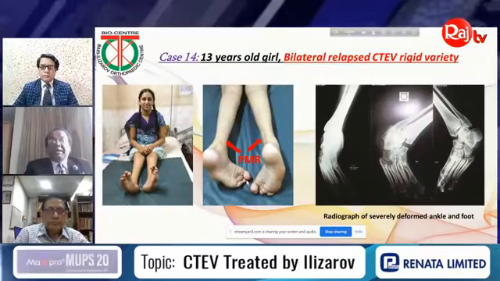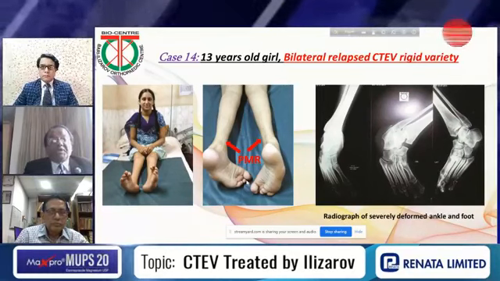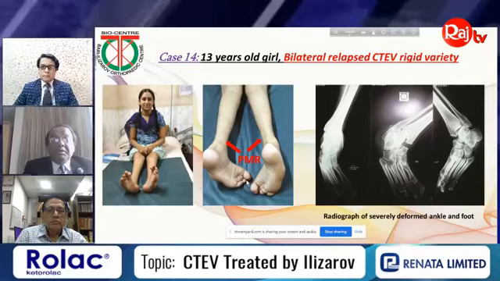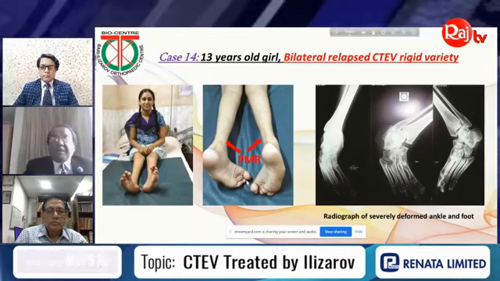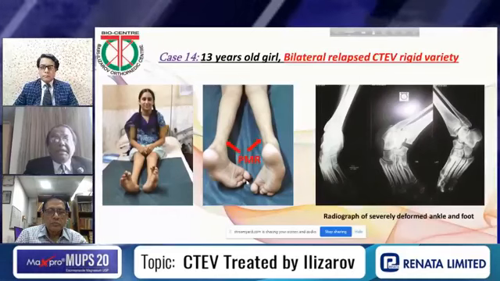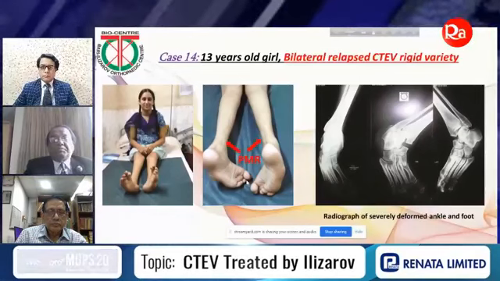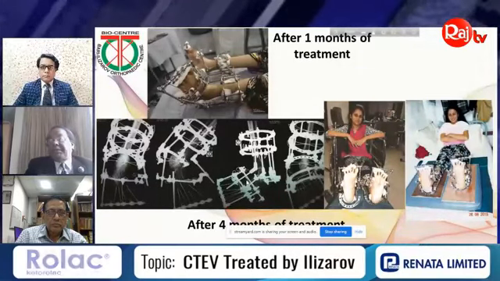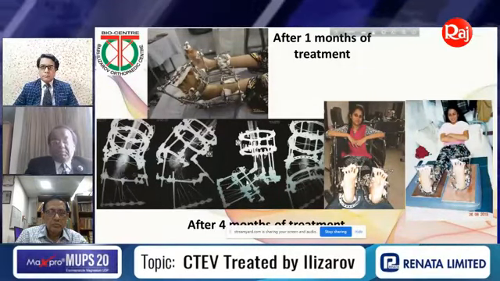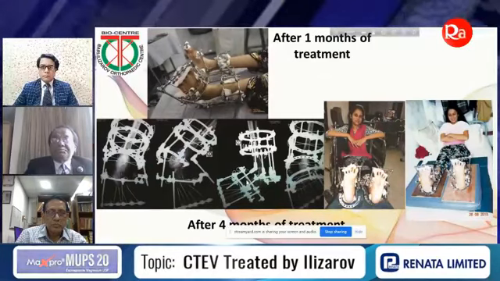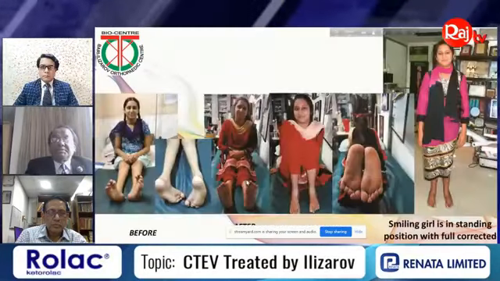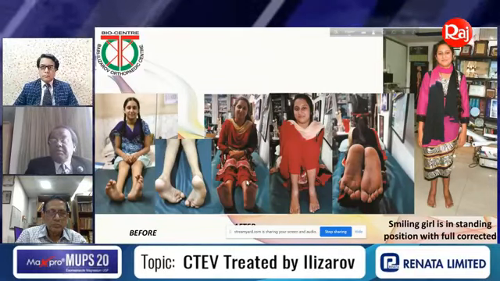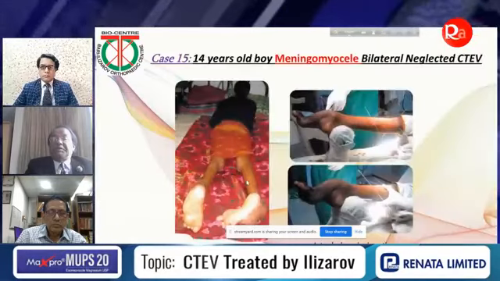Look at this. Again relapsed, three-dimensional, very difficult case. A 13 year old girl came to me, PMR done. See the bone quality of the right side, 13 years. I have not done any osteotomy here. See, after 4 months of follow-up, sequentially, I have corrected all the components, that is cavus, adductus, equinus, and varus. Now you can see the back side and right side. Just compare. Smiling girl in standing condition.